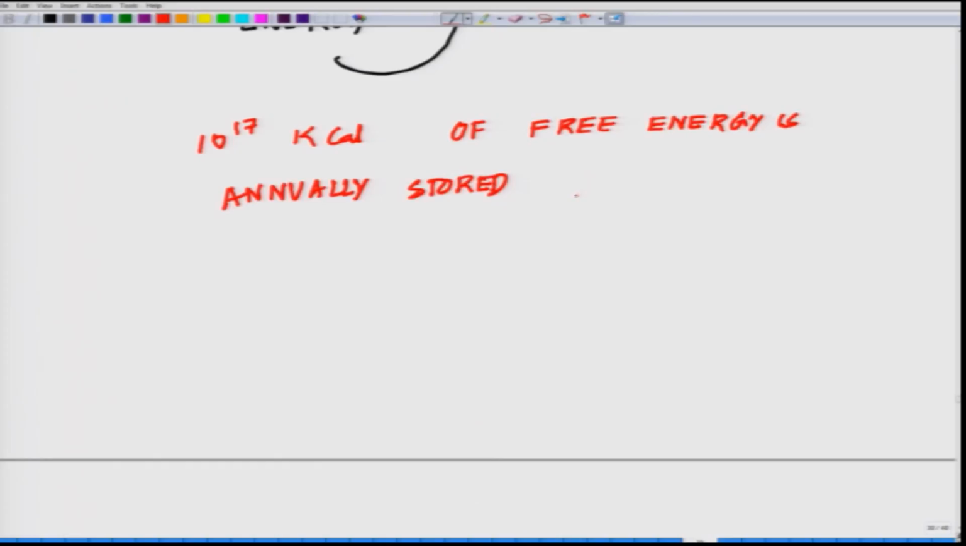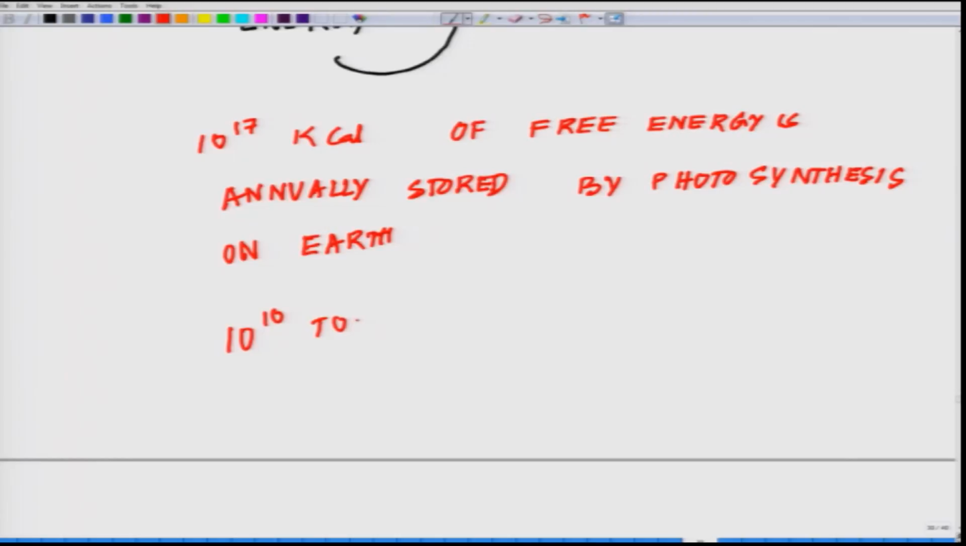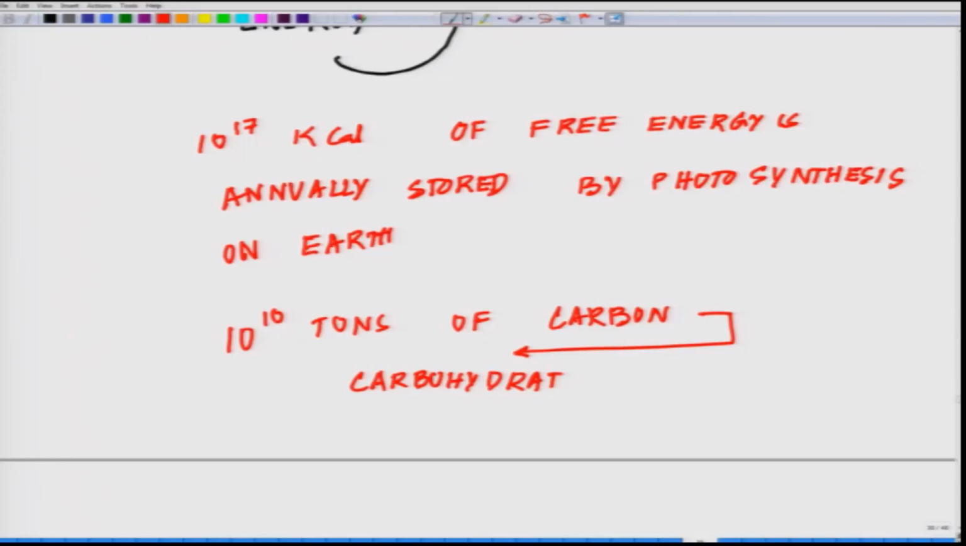Stored annually by photosynthesis on the face of Earth, which corresponds to assimilation of more than 10 to the power 10 tons of carbon into carbohydrates and other forms of organic matter.